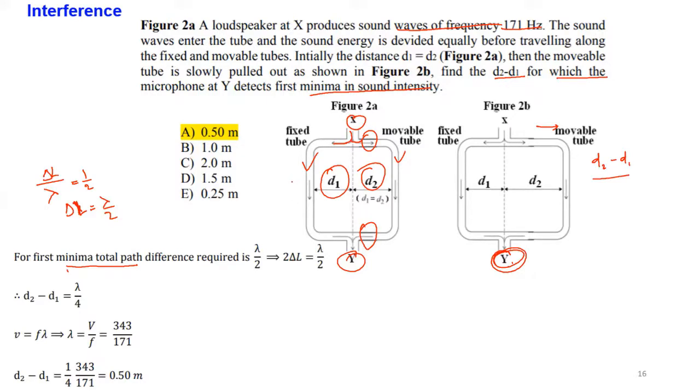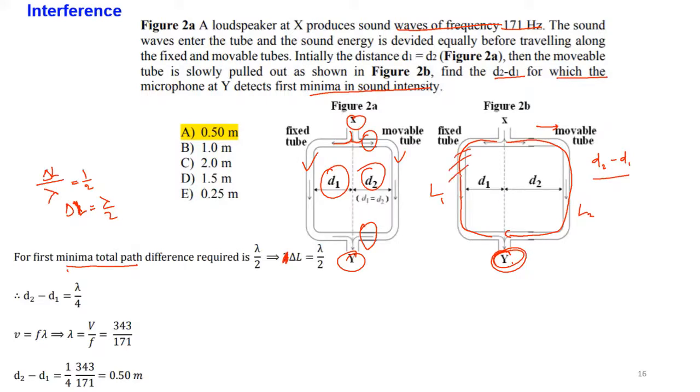So delta L has to be lambda divided by 2. Now, what is delta L? The path length difference. This guy here will go in this direction. This is the first length, L1, and this guy will go in this direction. This is the second length, L2. So the path length difference is L1 minus L2.